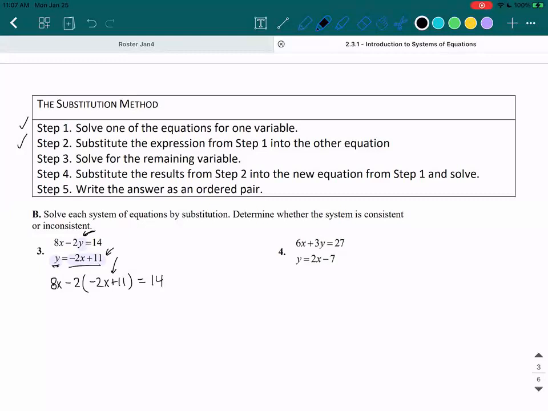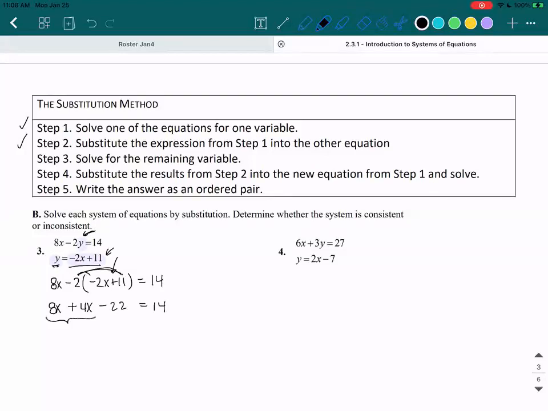Okay, now step 3, solve for the remaining variable. What variable remains here? I see an x. So that means only x is here. We must solve for x. To solve for x, we're going to first distribute. We get 8x. Negative 2 multiplied by negative 2x is going to be plus 4x, because a negative times a negative is a positive. And then the negative 2 multiplied by the 11 is a minus 22, and it's still equal to 14. So all I did was distribute.